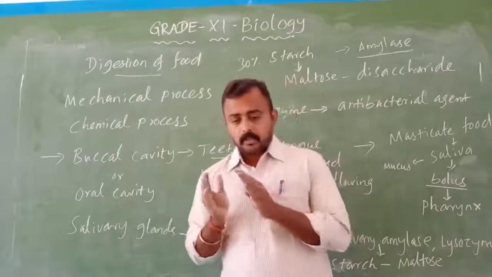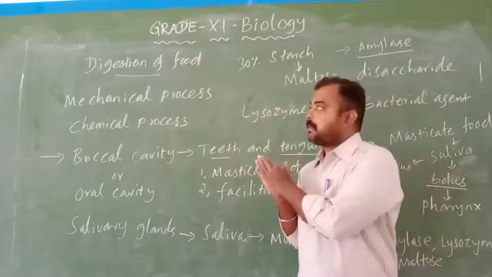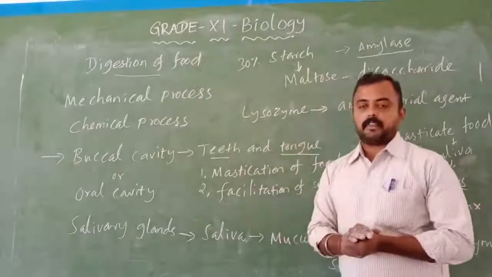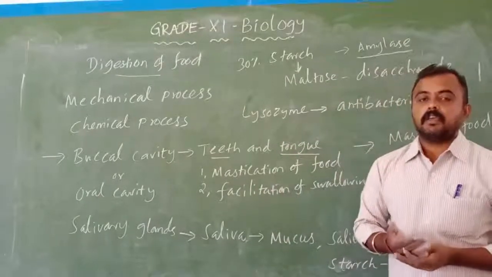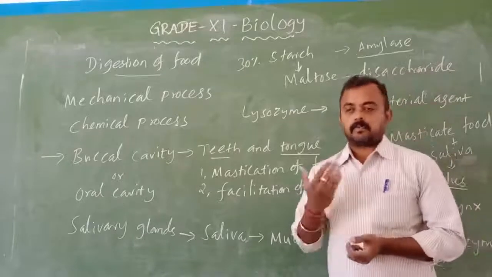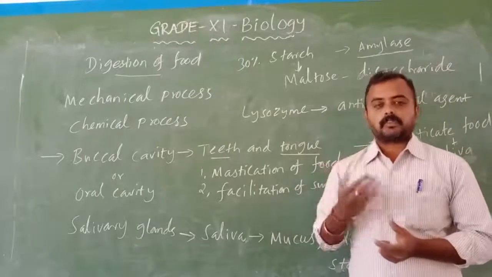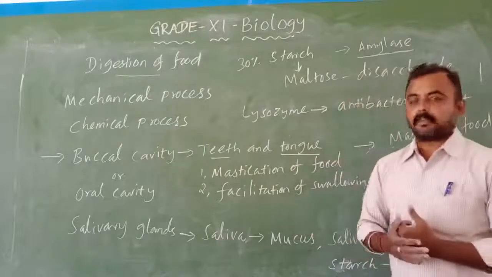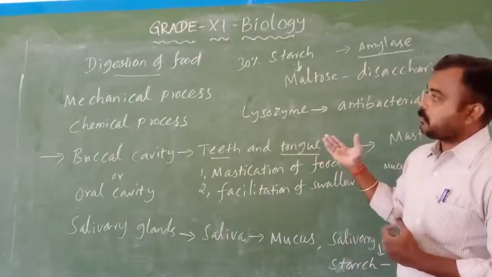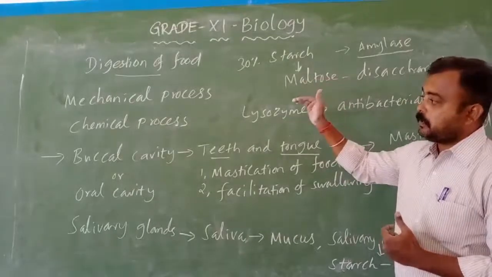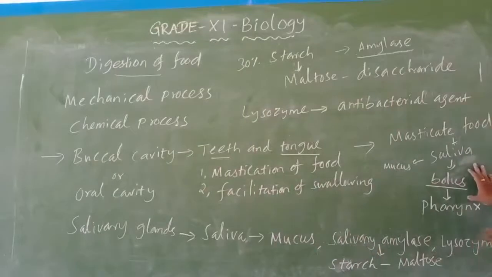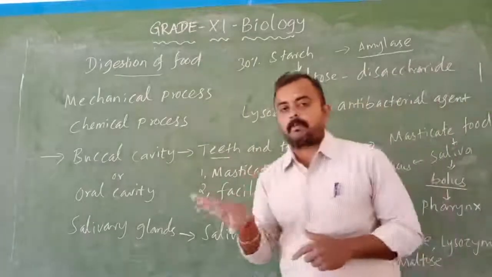So until now we have completed the digestion of food up to the buccal cavity. In the next class we are going to see what happens in the pharynx, then esophagus, stomach, step by step, and how digestion processes happen. Now we have completed digestion of food in the buccal cavity. So now the bolus is ready to enter into the esophagus. In the next class we will see what happens.